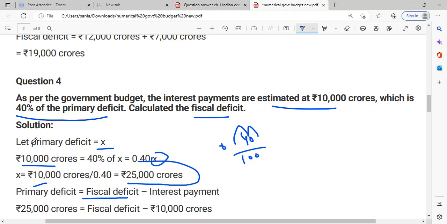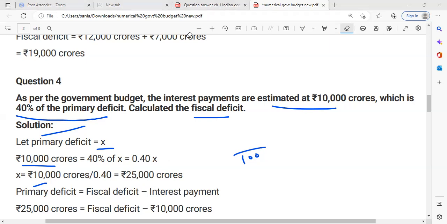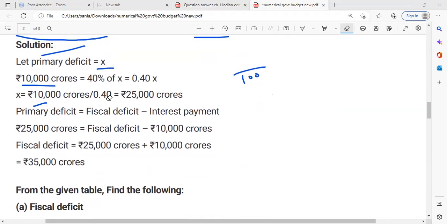So now, what is your X? X is your primary deficit. So you have primary deficit, you have interest payment. Can you find the fiscal deficit? Now quickly do it. 35,000, sorry.